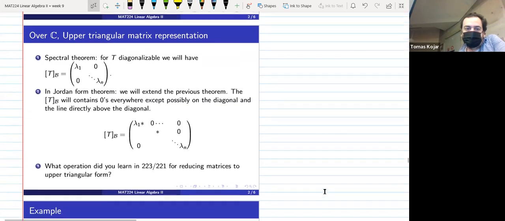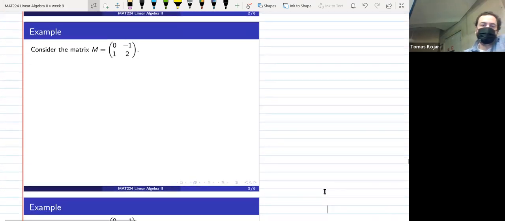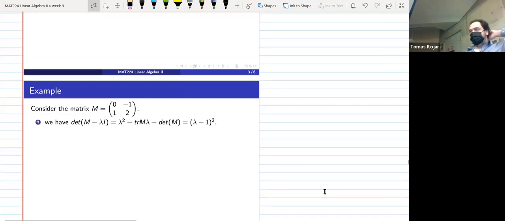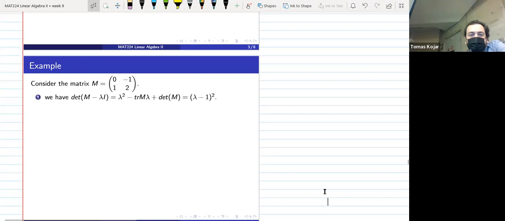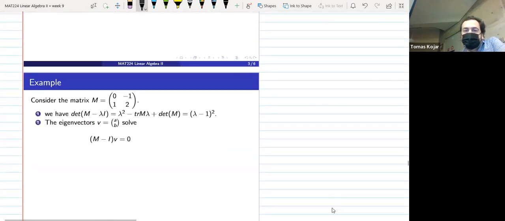Right. So let's do an example. We start with this matrix, and we're going to write it in upper triangular form. For 2 by 2, the characteristic formula is nice. You just take trace and determinant. So this over here is lambda squared minus 2 lambda plus 1, which is this. Okay. So the root is 1 with multiplicity 2, right?